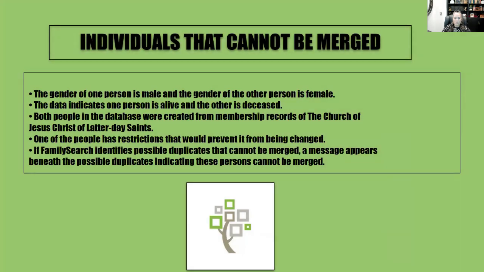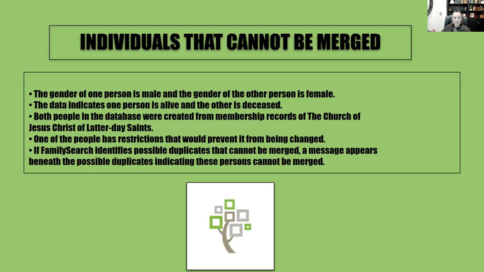I wanted to really quickly, as we end, talk about individuals that cannot be merged, and this is straight from FamilySearch. The gender of one person is male and the gender of the other person is female. Obviously you can't merge two with the sexes being completely different. There is a way to change sexes, because that is also a mistake that is made. The wrong sex gets put in. So be aware of that. If you're trying to resolve it, if it's the same person, know that you're going to have to change the sex before you can actually merge them.